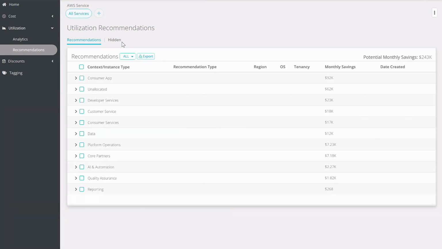You can always go back and find the recommendations in the hidden queue, but they don't impact the total savings that shows up on the dashboard. So your VP is looking at those, and you feel like you've got a much fresher list of recommendations that are ready to be evaluated for you.